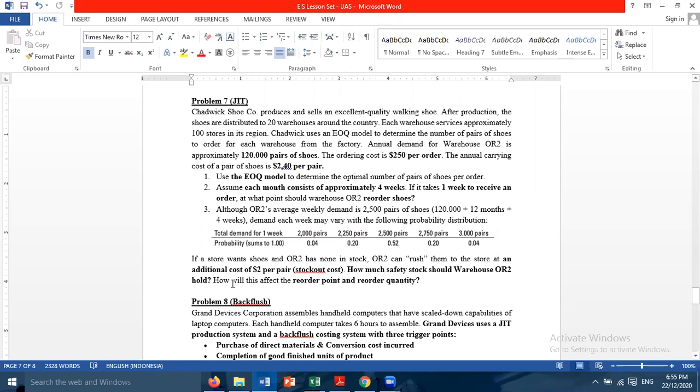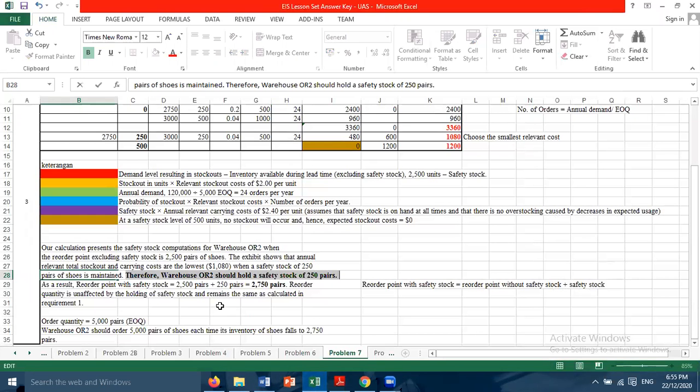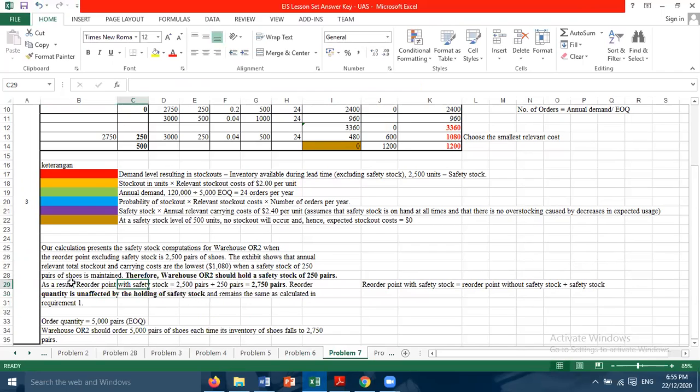Next, we are asked, how will this affect the reorder point and reorder quantity? Okay, so for the reorder quantity, just remember the reorder quantity won't be affected by safety stock. So reorder quantity is unaffected by safety stock. However, the reorder point will be affected by the safety stock.